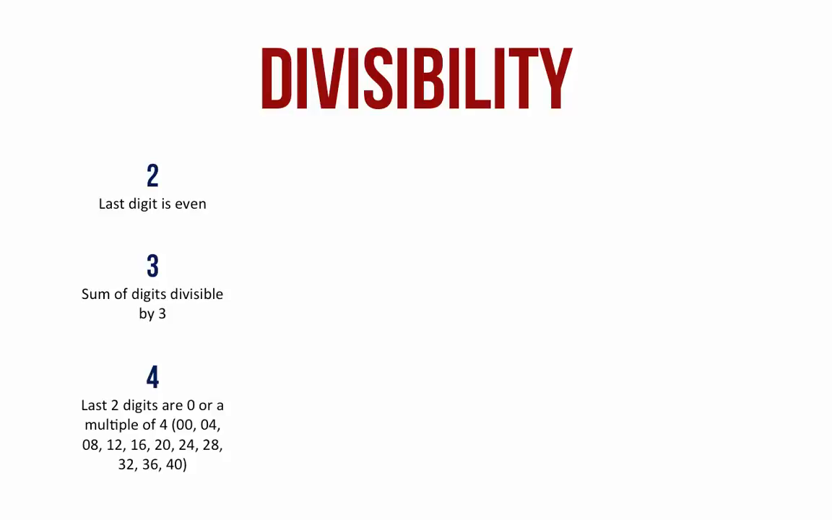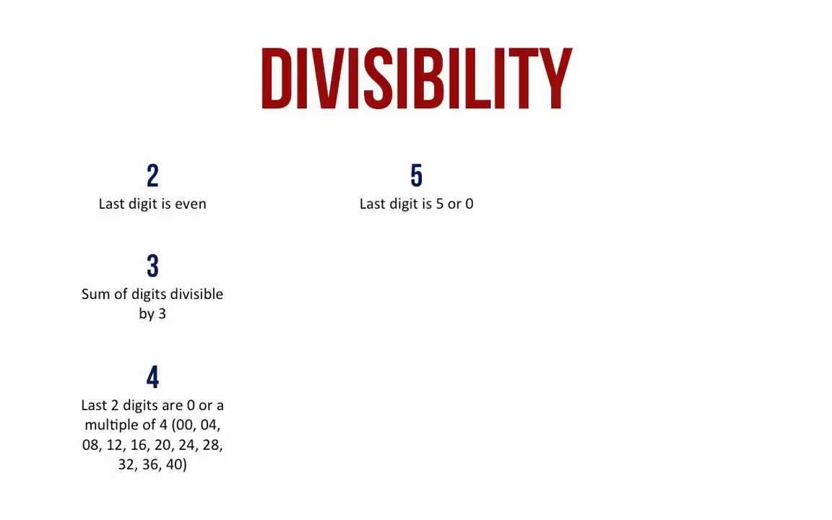Let us look at some rules of divisibility. A number is divisible by 2 if it is even. A number is divisible by 3 if the sum of its digits is divisible by 3. For example, 381. The sum of its digits is 3 plus 8 plus 1, which is equal to 12. 12 is divisible by 3, therefore 381 is divisible by 3. A number is divisible by 4 if its last two digits are 0 or a multiple of 4. For example, 600 is divisible by 4. 328 is divisible by 4.